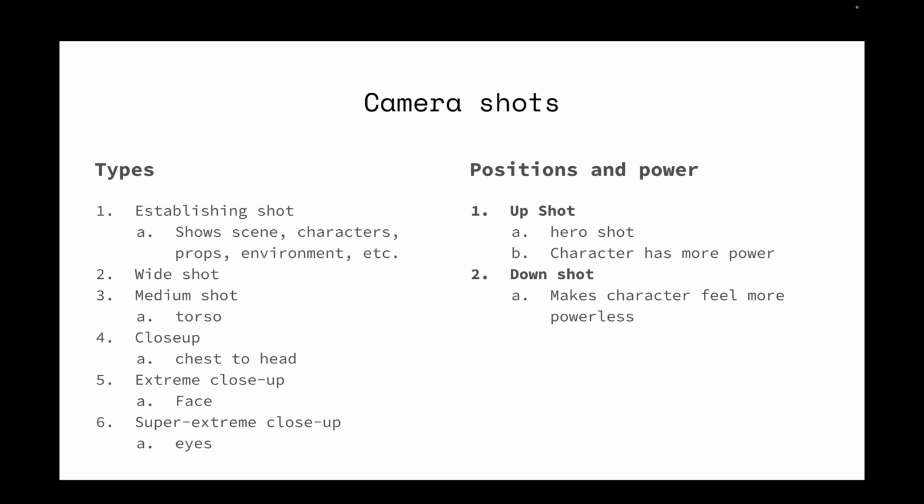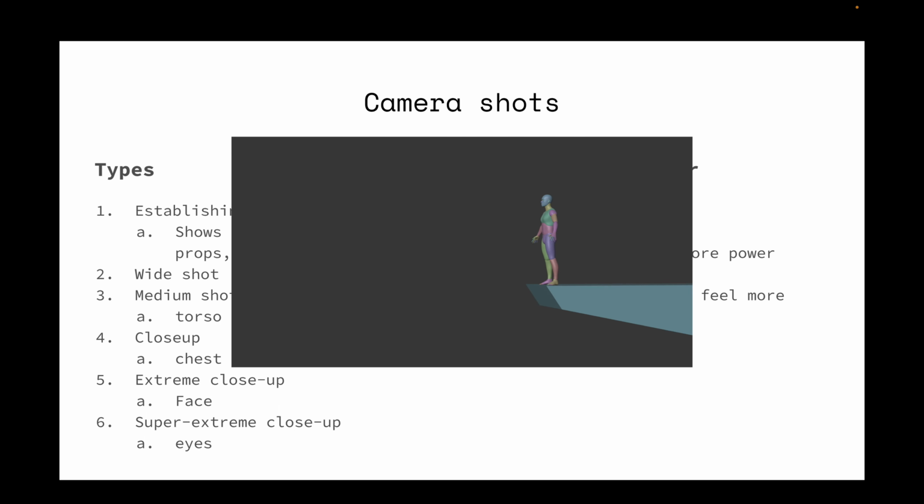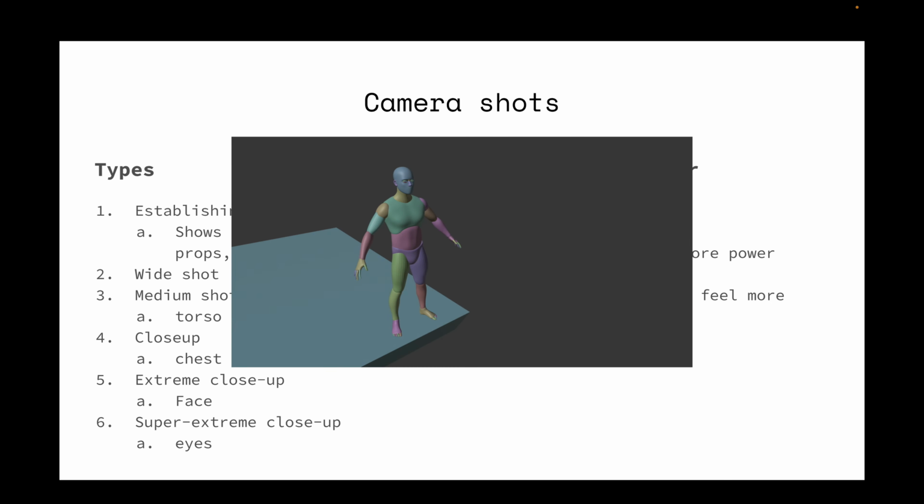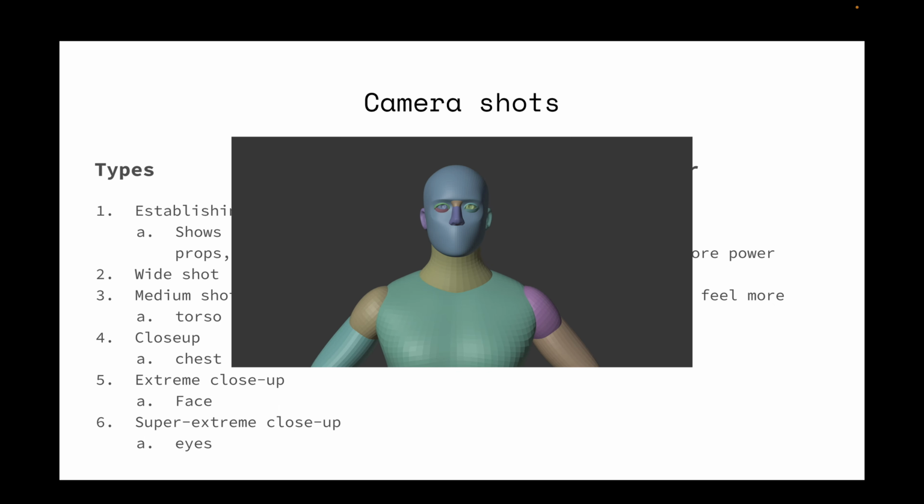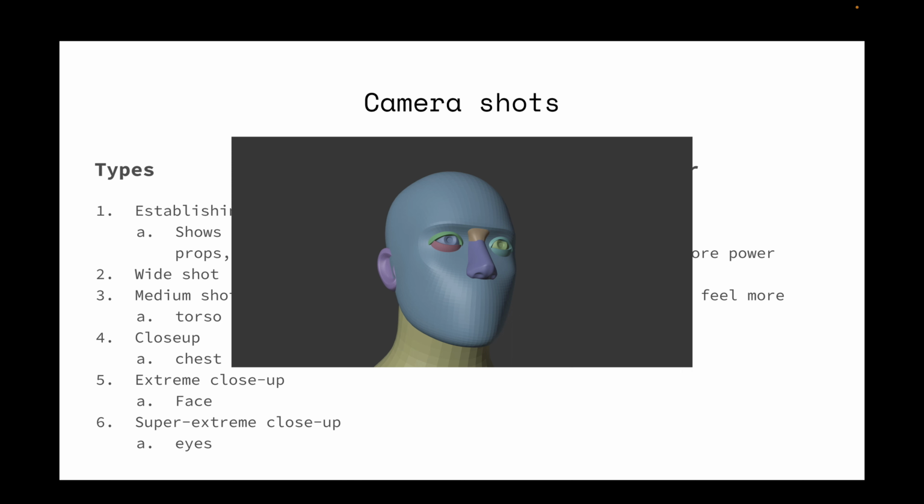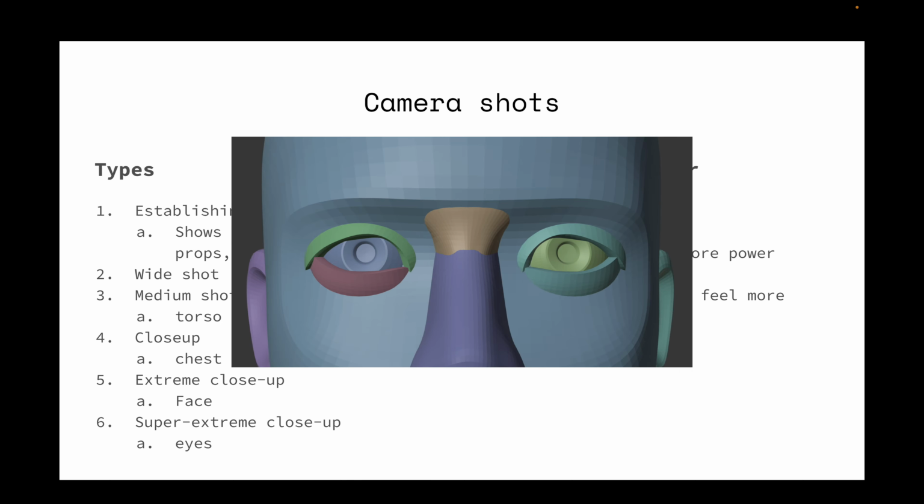So here are some typical camera shots you might experience in film and for your own animations. Things like an establishing shot, which will give you an overview of a scene, a wide shot, a medium shot, which tends to be a torso and up of a character or a couple characters, a close-up, which is chest to head, extreme close-up, which is the face, and a super extreme close-up, which are only the eyes.